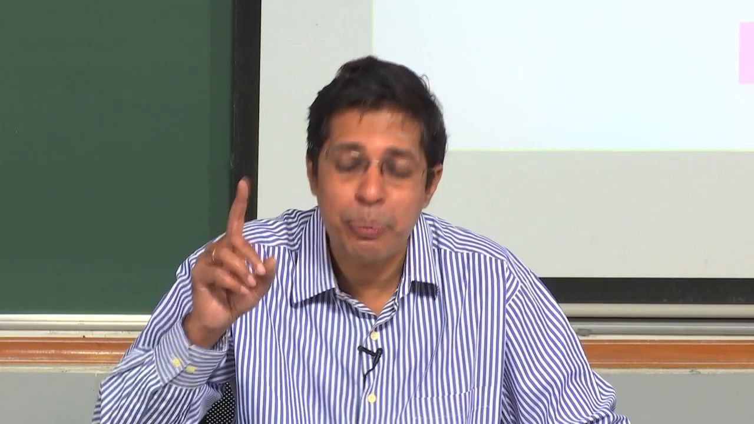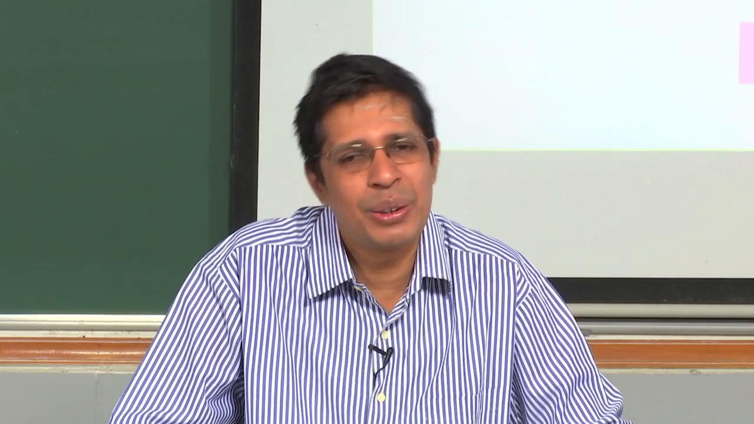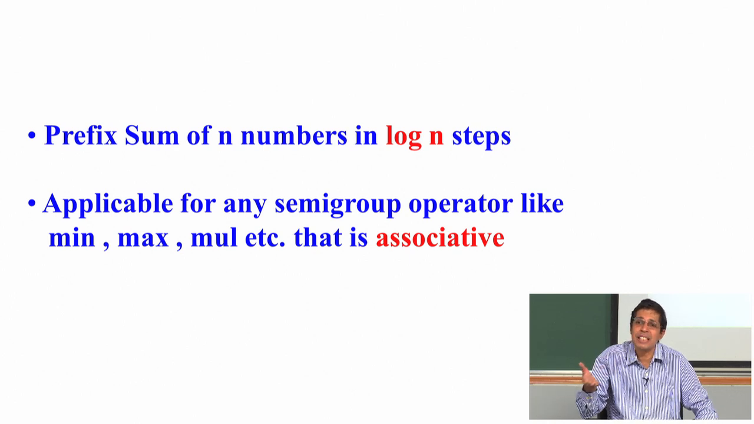So if I have one processor I am going to take n steps, but if I have n processors I can do it in log n steps. Why is this possible? Because we are doing addition. What is addition? Addition is an associative operation. Okay. Since I am doing addition I can do it, because the operation that I am doing is an associative operation.